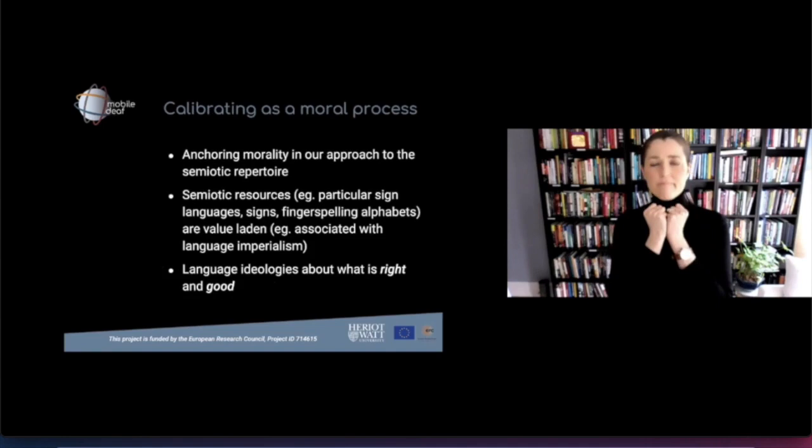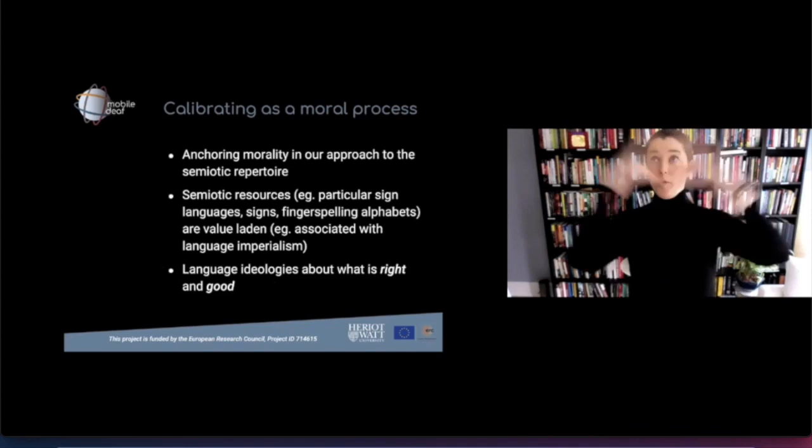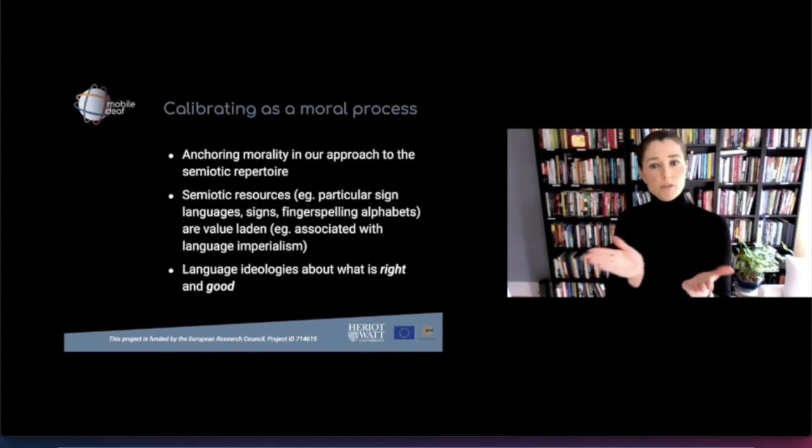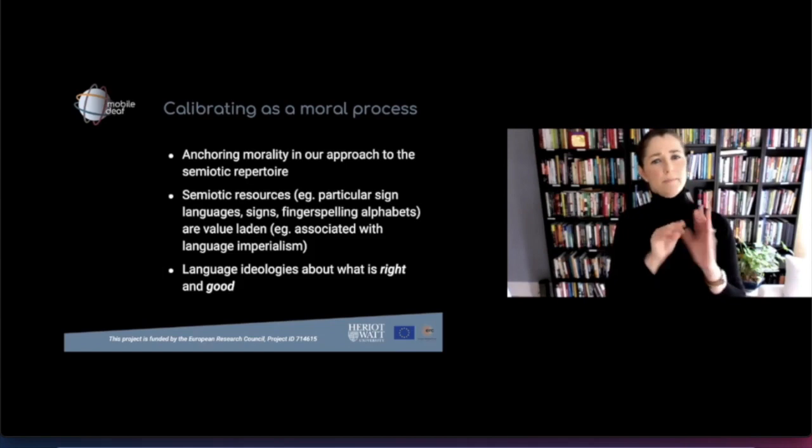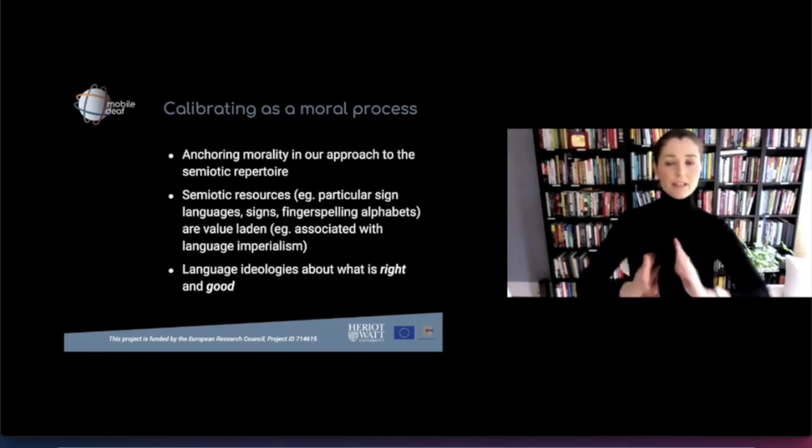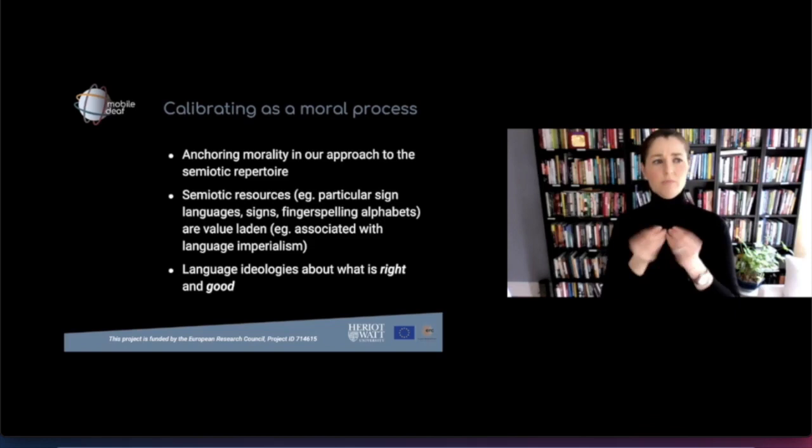Calibrating can be considered a moral process. And this is where, in our paper, we conceptualize this as an anchoring of morality in our approach to the semiotic repertoire. So, for example, people might identify that they would prefer to use one particular sign over another because it gives them more of a moral standpoint. So these semiotic resources, such as particular sign languages or signs or which fingerspelling alphabet is used, are all value-laden.